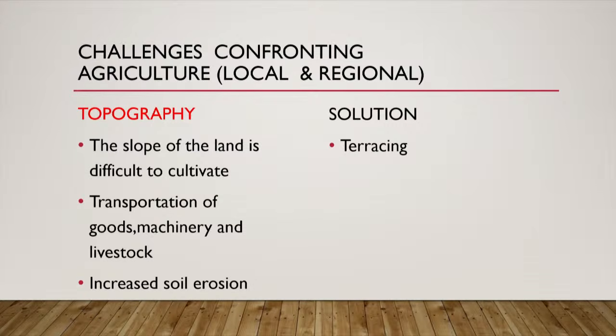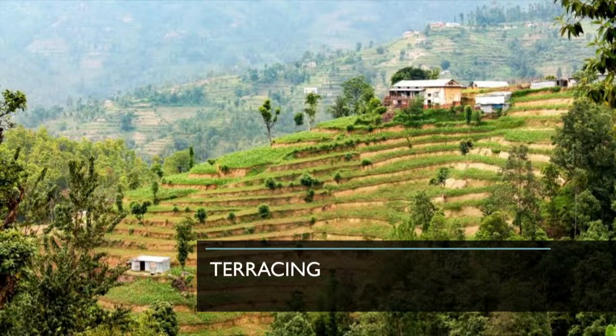A solution to this is actually terracing. Terracing is creating ridges or steps around hillsides to reduce the speed of the water, and to ease planting as well.